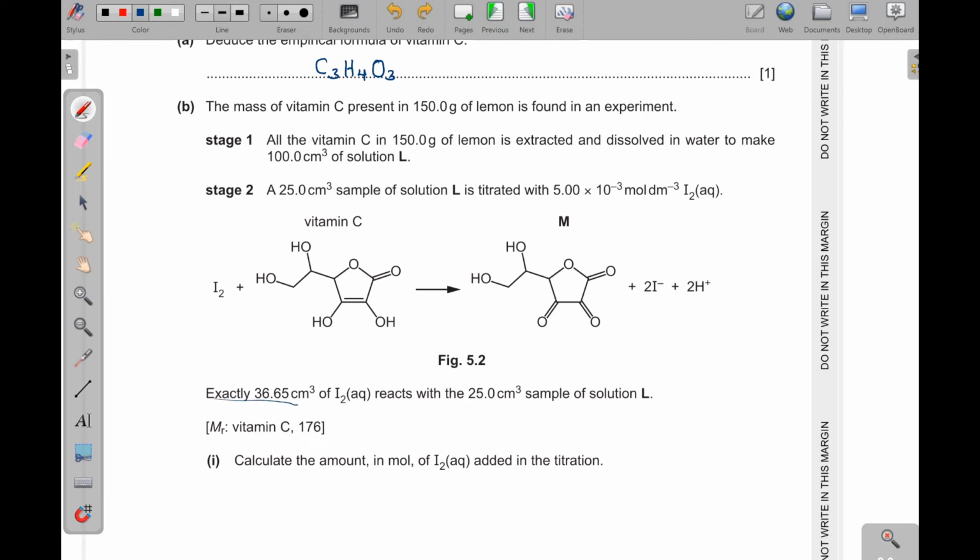Then they are saying exactly 36.65 cubic centimeters of iodine solution reacts with the 25 cubic centimeter sample of solution L. Now, this means that this iodine solution is actually a standard solution, because a standard solution is the one that has a known concentration and also the volume that it uses to react. You see that? Then the MR, the relative molecular mass of vitamin C, is 176. And then Roman 1, they are saying calculate the amount in moles of iodine solution added in the titration.